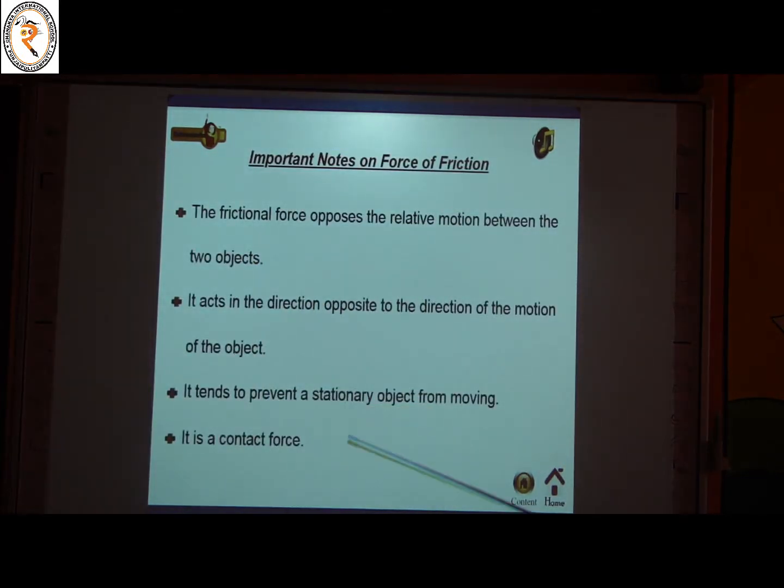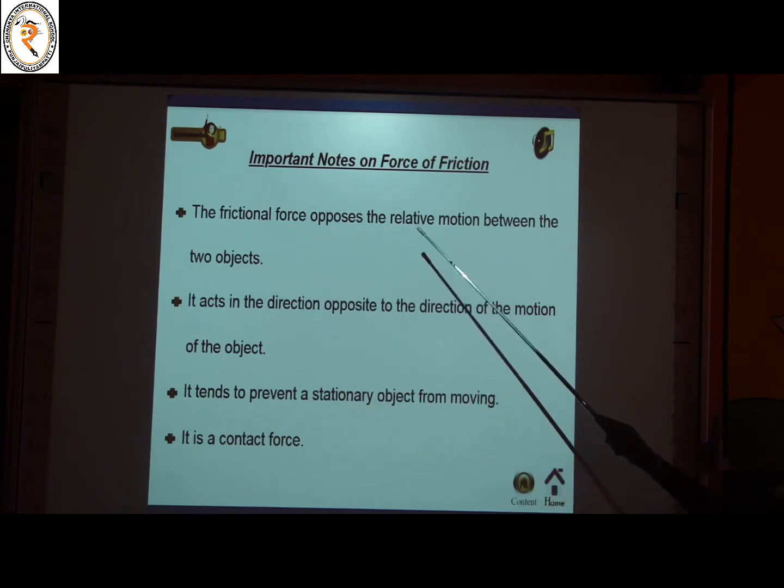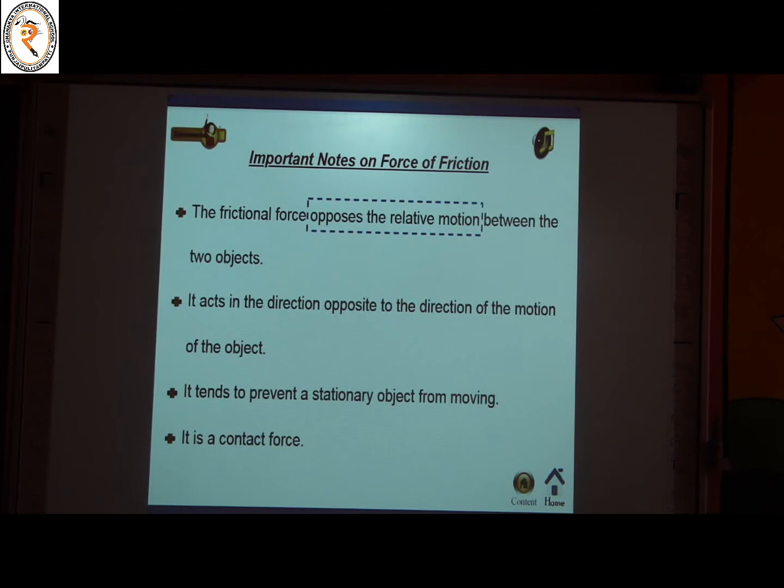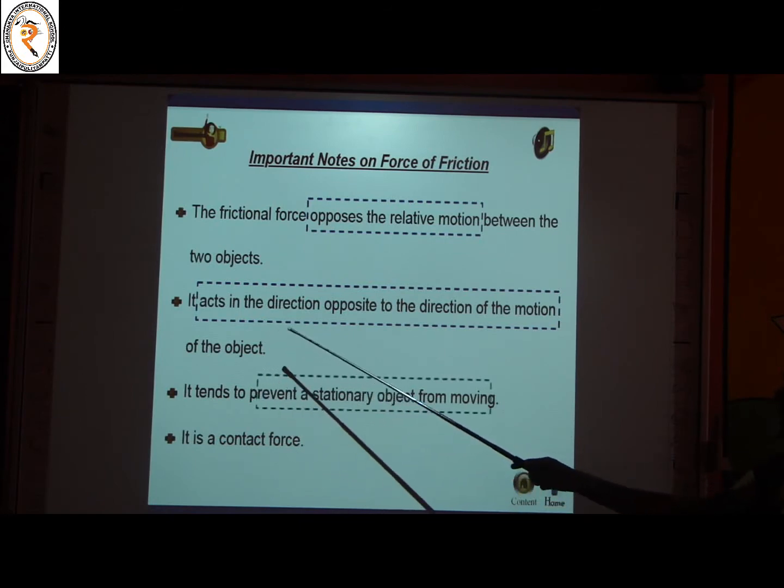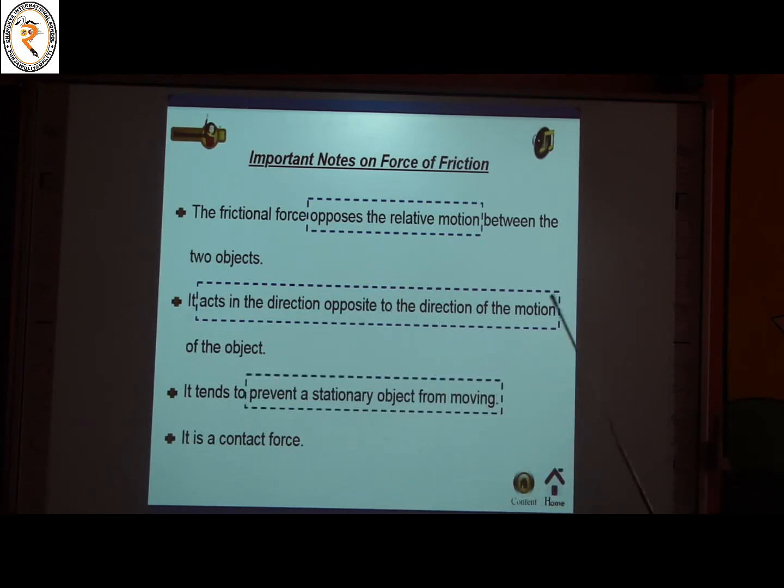Some important notes on force of friction. The frictional force opposes the relative motion between the two objects. So what is the first one? It opposes the relative motion. The second one, it acts in the direction opposite to the direction of the motion. The third one, it tends to prevent a stationary object from moving. And the fourth one, it is a contact force. So frictional force is a contact force. We can feel the frictional force when the two objects are in contact.